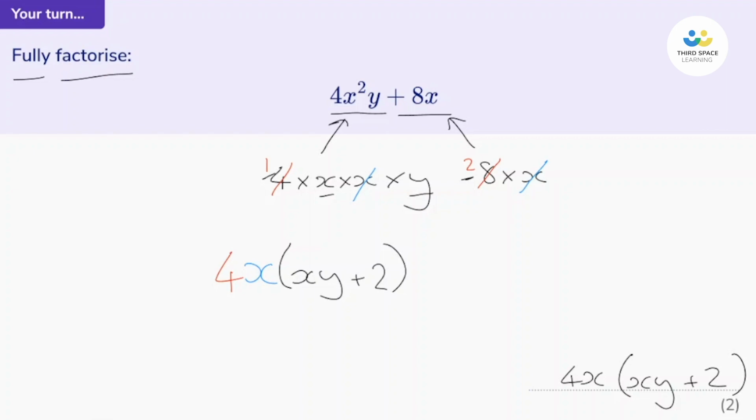Now this is worth 2 marks, and we can make sure we've got the answer right here, because 4x multiplied by xy is 4x squared y, and 4x multiplied by 2 is positive 8x. Again, this is worth 2 marks. 2 marks for the fully correct answer. Now you'll only get 1 mark if you have not fully factorised it. So again, be super careful about bringing out everything you need to the front.